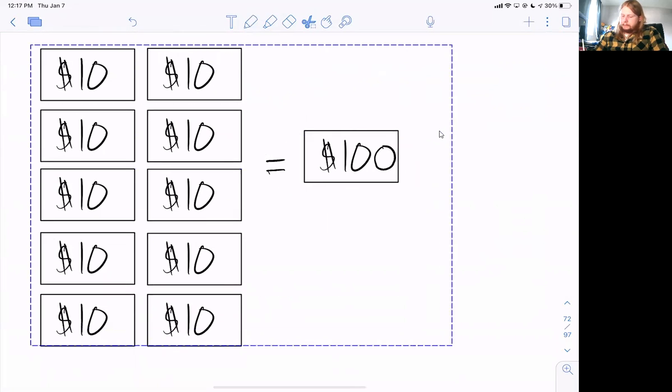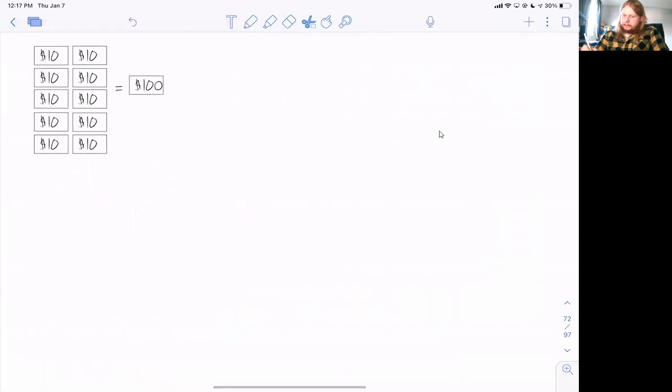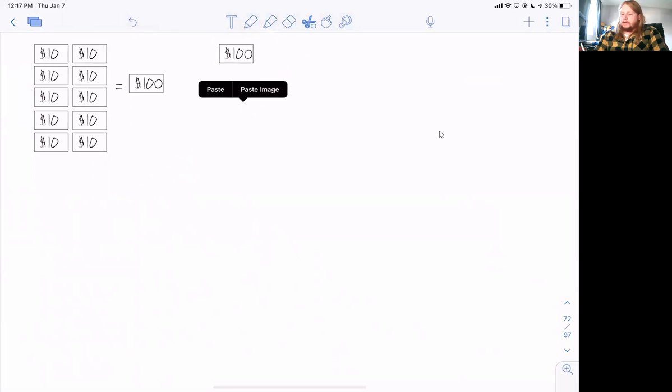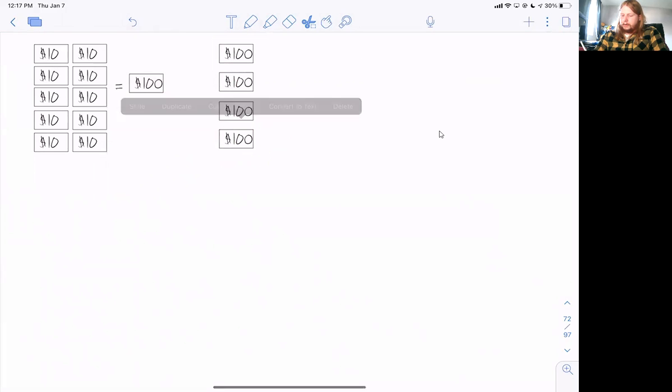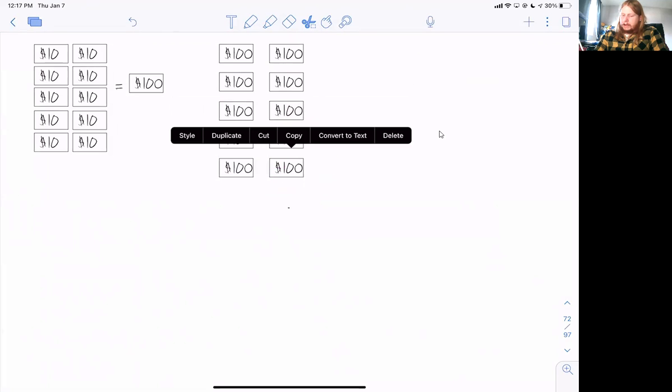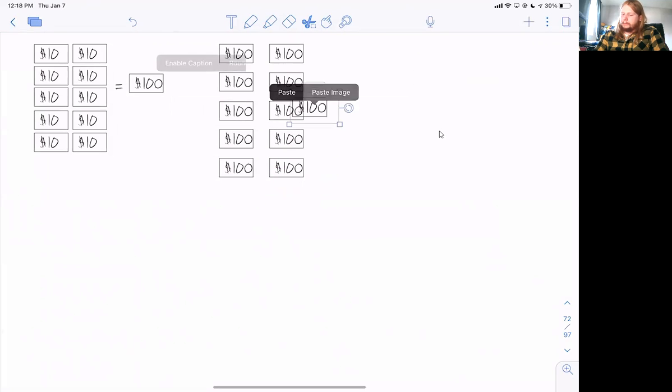So I think what I'll do is I'll shrink this. That way we have room. Yep, there we go. So now I have my $100 bill, and I need to see how many $100 bills it takes to make 1,000. So I have one $100 bill, 100, 200, 300, 400, 500, 600, 700, 800, 900, 1,000. So it took 10 $100 bills to make a $1,000 bill.